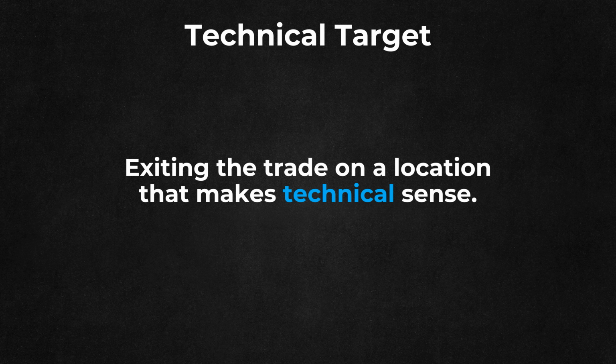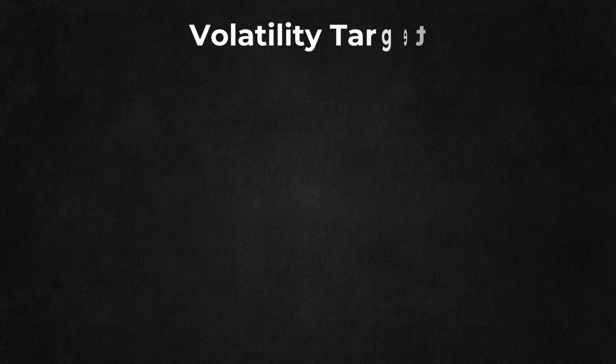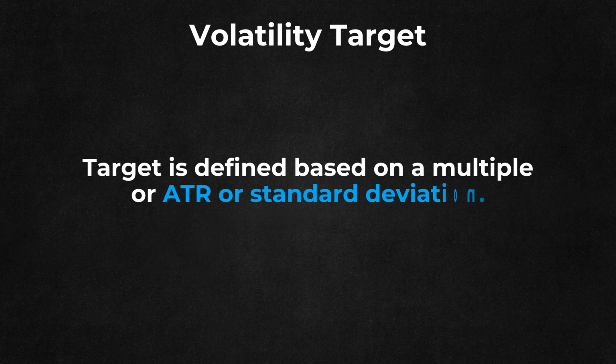Just like you can define a stop loss based on market volatility, you can define a target based on volatility as well. This is a type of target that adapts to the market, and it's defined based on a multiple of ATR or standard deviation.